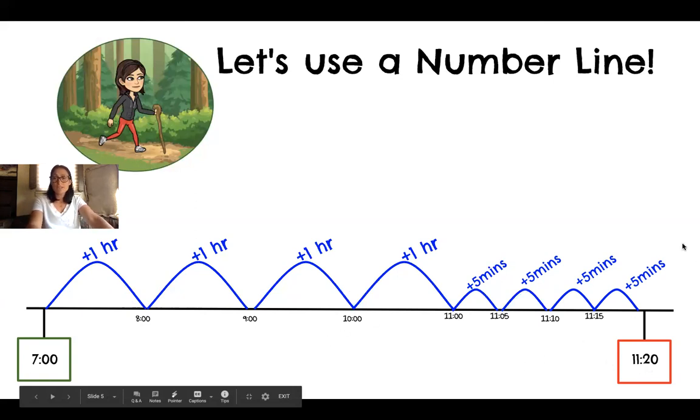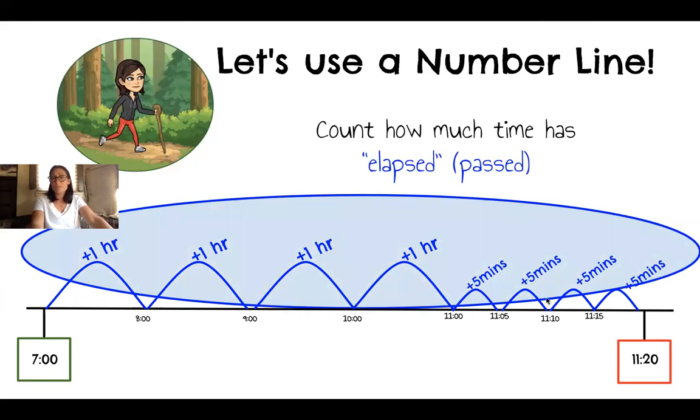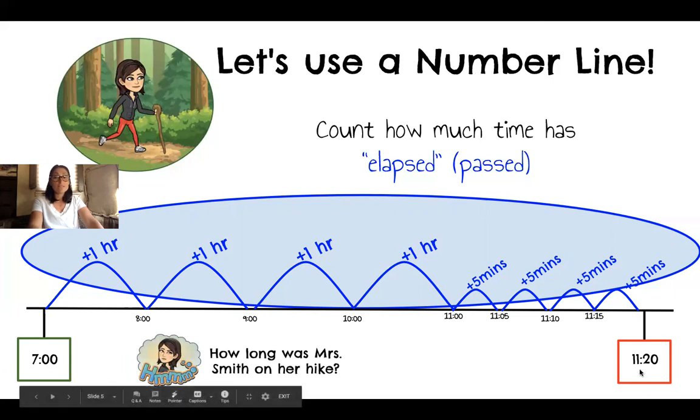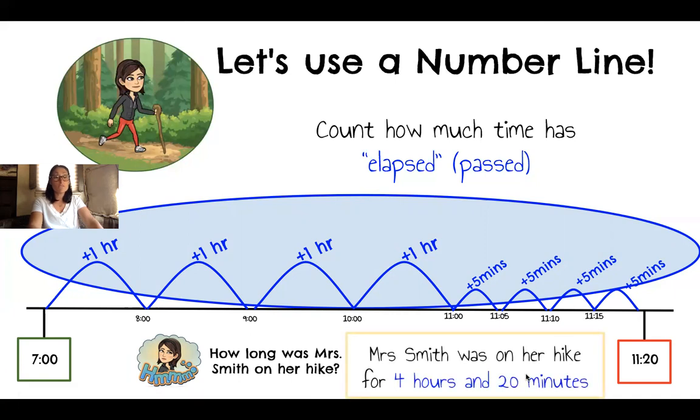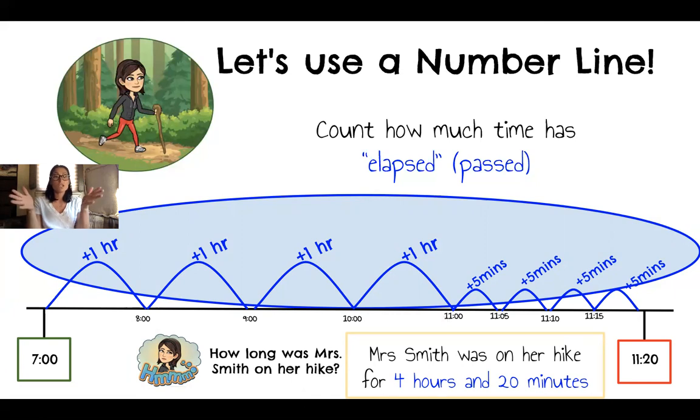So now I just need to figure out how much time this is. How much time has passed? How much time has elapsed? And here's where I get 1, 2, 3, 4. So 4 hours. And 5, 10, 15, 20. So how long was Mrs. Smith on her hike? If I started at 7 and I ended at 11:20, Mrs. Smith was on her hike for 4 hours and 20 minutes. So see how using a number line and counting up from the start to the finish gets that whole time that has passed in there.